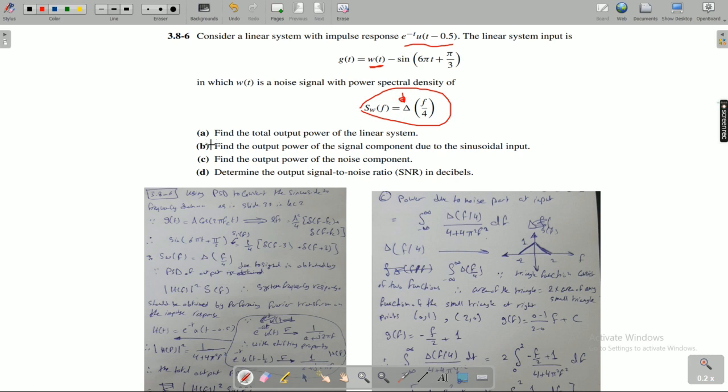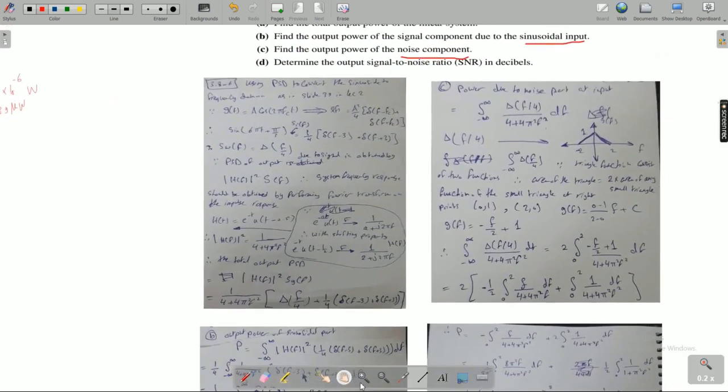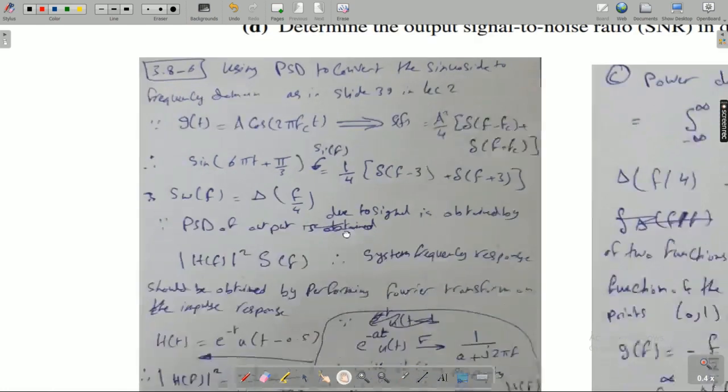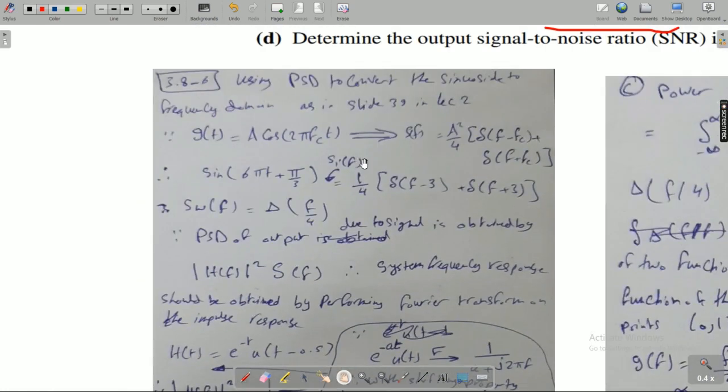We would like to solve A, B, C, and D. He's asking for the total output power of the linear system, the power caused by the sinusoidal input only, and the power caused by the noise component only. Then he wants to know the output signal to noise ratio, which is the SNR in decibels. So this problem is a very great opportunity to practice these topics since it is a comprehensive problem.